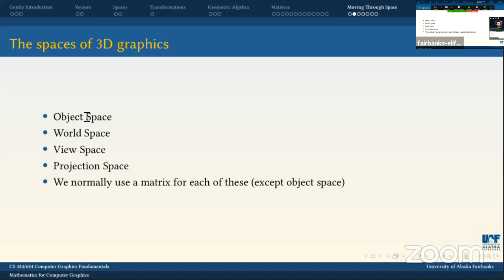And then we have view space. This is where we put the camera inside the room. The view space is actually going to be the inverse of whatever the equivalent world space matrix would be for the camera. So that inverse comes in really handy for view space. And then projection space is how we are going to show this on the screen. And we normally use a matrix for each of these.